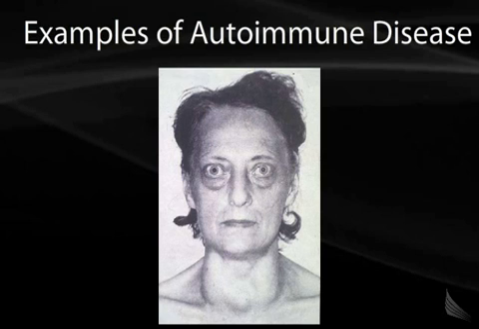So here's some examples of autoimmune disease. In this picture, very common symptoms associated with Graves' disease, right? You see the exophthalmos. You also see the goiter in the neck. Common findings for somebody with Graves' disease.